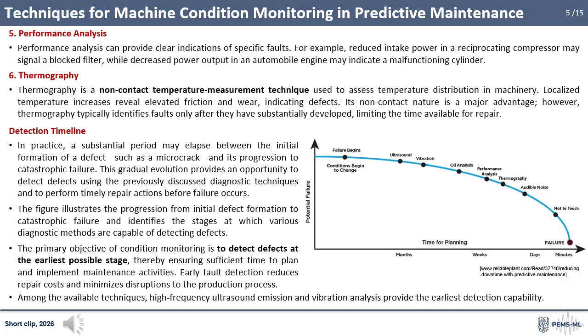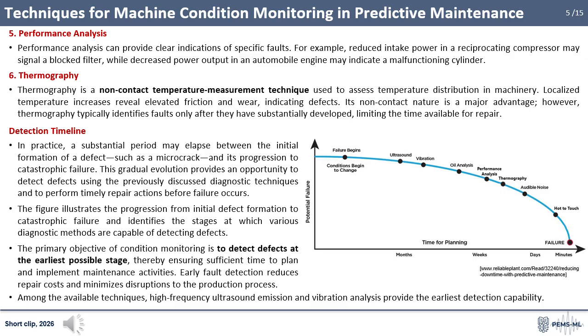Performance analysis and the identification of performance degradation represent an important diagnostic approach, as they can provide clear indications of specific faults. Thermography is a non-contact technique used to measure temperature distribution in machinery. Local temperature increases indicate higher friction and wear, suggesting developing defects. While its main advantage is non-contact measurement, thermography typically detects faults at later stages, which limits the time available for maintenance planning.